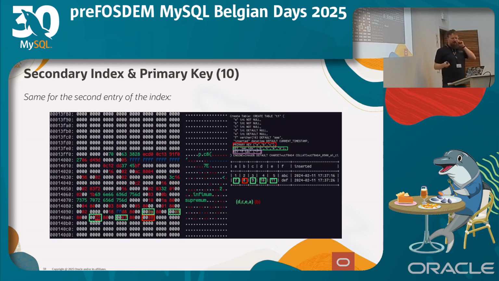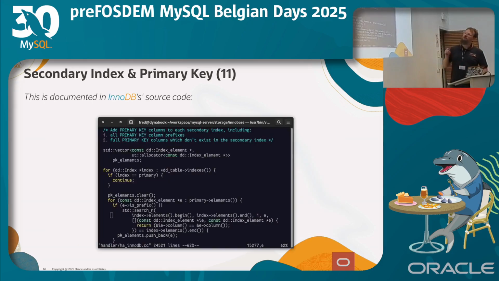And so, if we do the lookup, InnoDB will find a way to reconstruct the primary key to find the record. And this is documented in the InnoDB source code. If we check that, we have a small comment here that explains it.